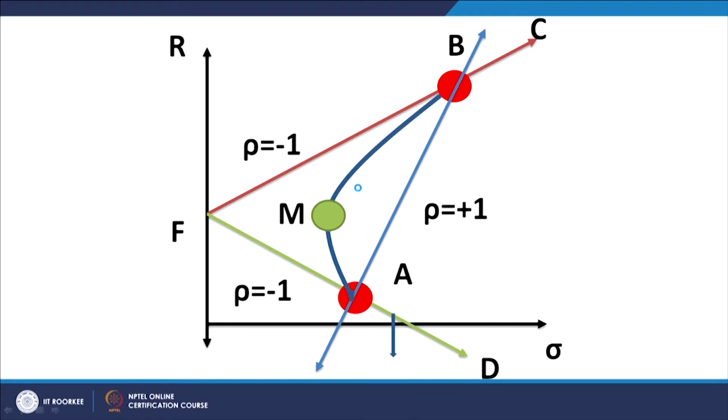And if no short sales are allowed and rho lies between -1 and +1, these two extreme values excluded, then we will have a hyperbolic curve of the type AMB, where the extent of the bulge of AMB shall depend on the value of rho. The closer the rho value is to -1, the closer M would be to F, and the closer the rho value is to +1, the closer the curve would be to the straight line AB.